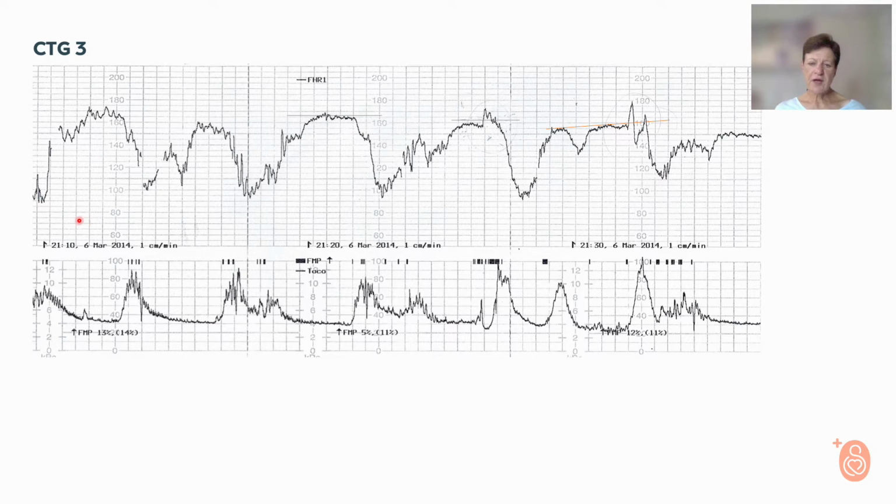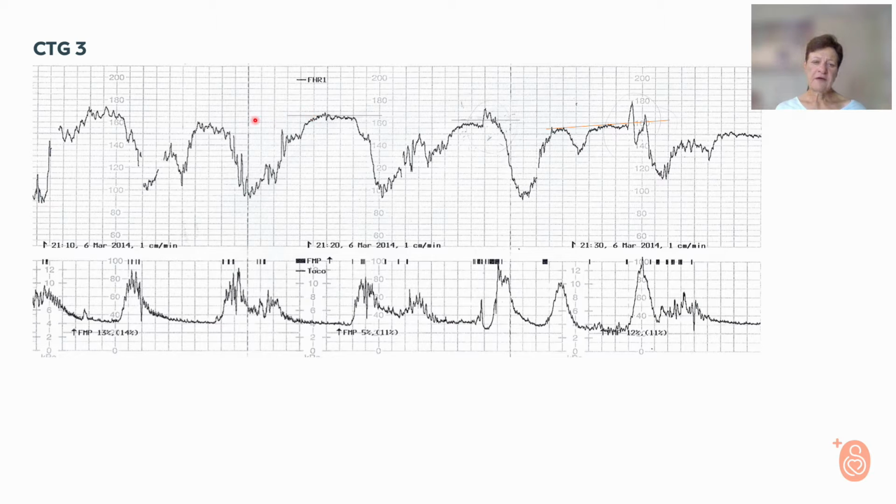And first of all, like with the previous two, we start with the baseline. Here you can see the red lines that I've drawn to indicate the baseline, and we've said that we determine the baseline between periodic changes. That would give us an average baseline for this pattern, and you can see it's just above and on 160 beats per minute here.